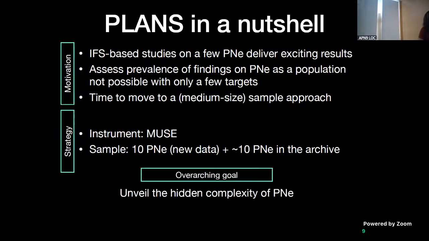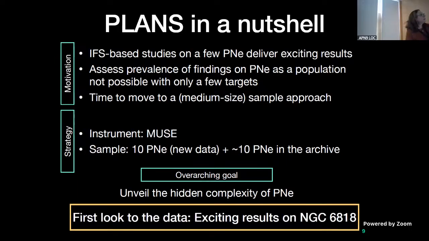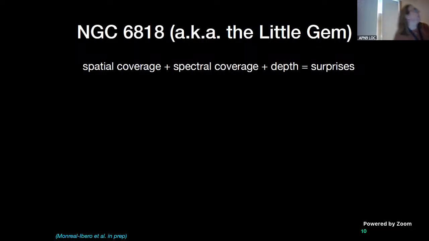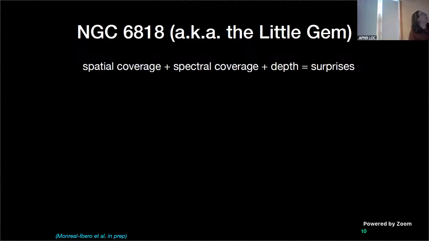So the global goal of the project is to unveil the hidden complexity of planetary nebulae. And in what is left of this presentation, I'm going to show a preview of what you can obtain with this data cube for one of the nebulae that has already been completed with full observations, NGC 1868. Remember, we have this formula: comprehensive spatial and spectral coverage plus depth can give us surprises.